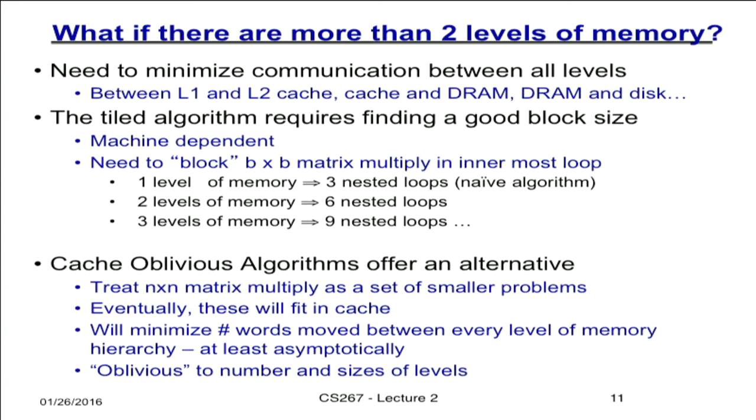Because of this problem that you have all these different levels, people developed the idea of what are called cache oblivious algorithms. I believe Charles Leiserson and his group at MIT first came up with some of these cache oblivious algorithms. Here what we're going to do is think of the n-by-n matrix multiply as a bunch of smaller problems, which we were in some sense already doing when we were tiling it, but we're going to break it down into a fixed number and do that recursively.